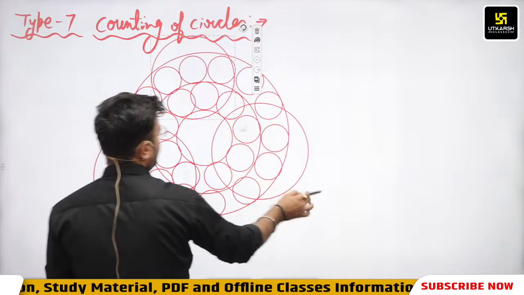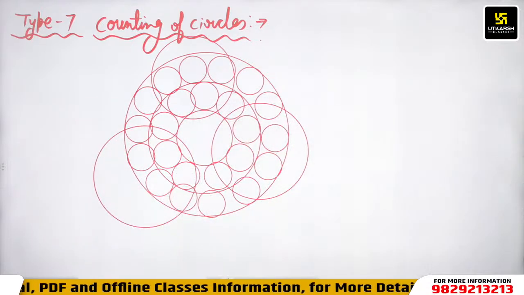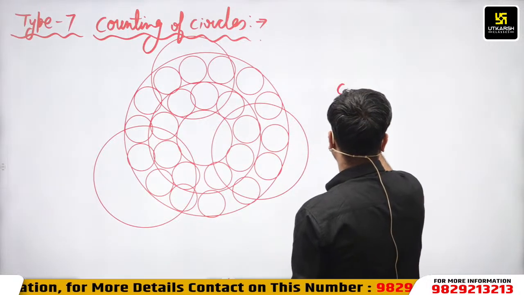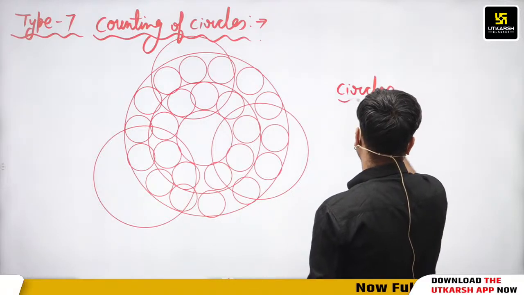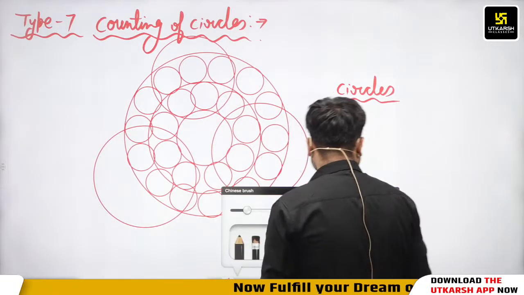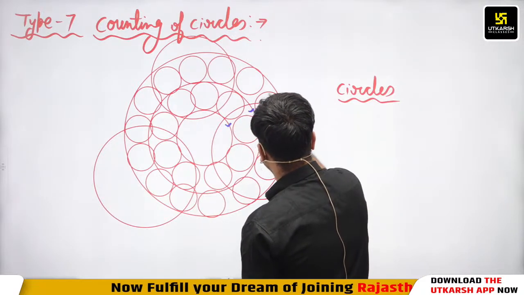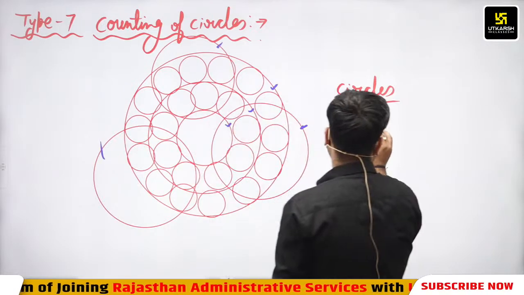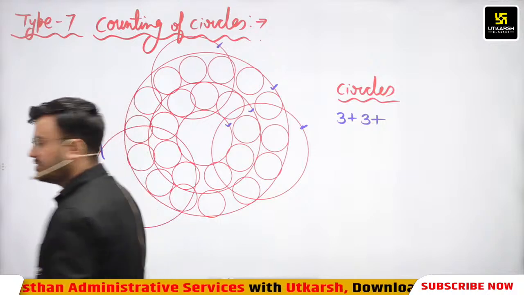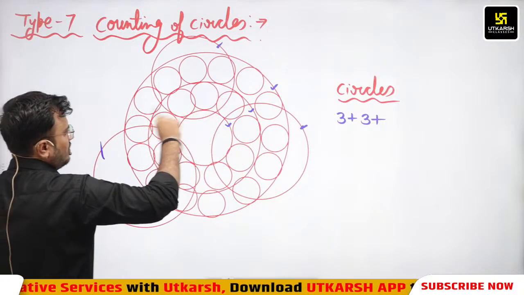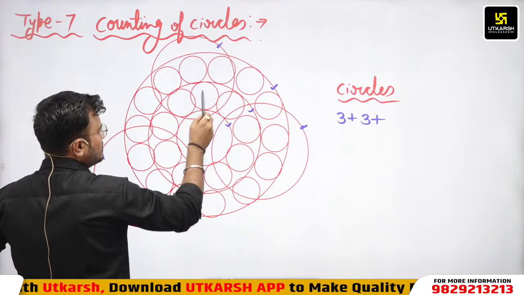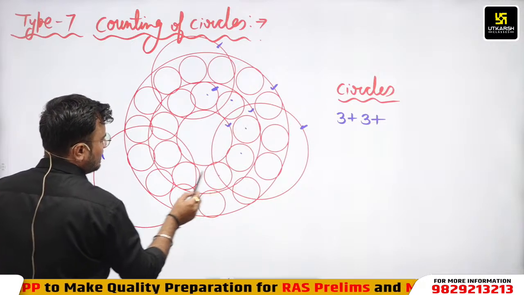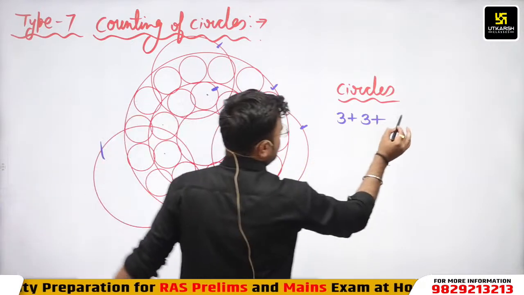Now someone asks how many circles are there. So basically this is the figure you can see, and you need to count how many circles are there. Basically you need to count all the circles one by one. As you can see, this one: 1, 2, 3 plus 1, 2, 3 plus. Now we need to count the circles that are arranged in circumferential order around these two circles. Starting from this: 1, 2, 3, 4, 5, 6, 7, 8, 9. So 9 circles are there.